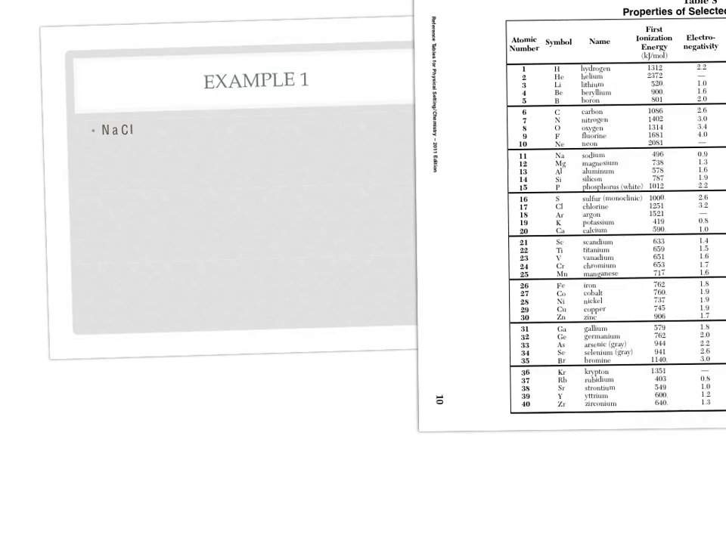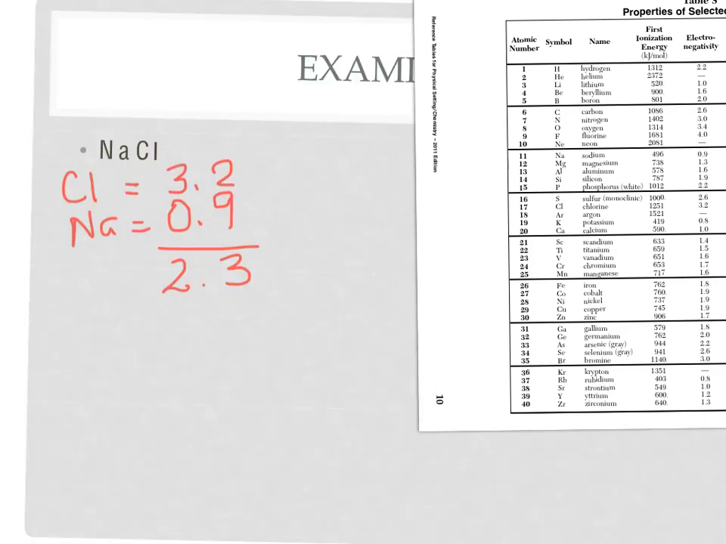So let's take a look at the example for NaCl. Sodium, Na, has an electronegativity of 0.9, and chlorine has an electronegativity of 3.2. So let's write that down and determine what the electronegativity difference is. Chlorine is 3.2, sodium is 0.9. That gives us the electronegativity difference of 2.3.